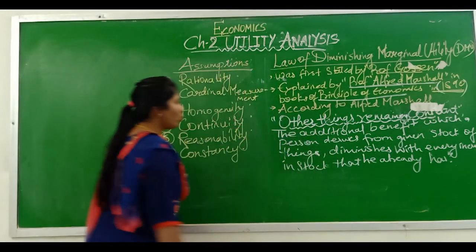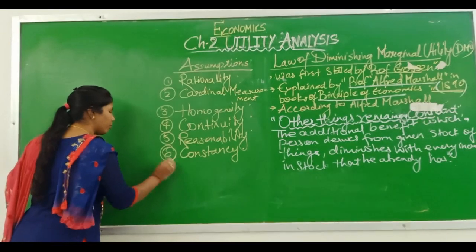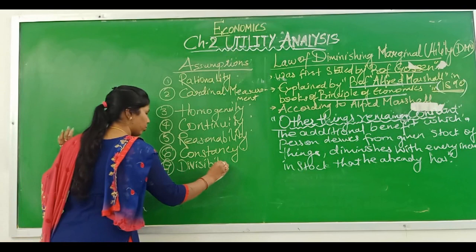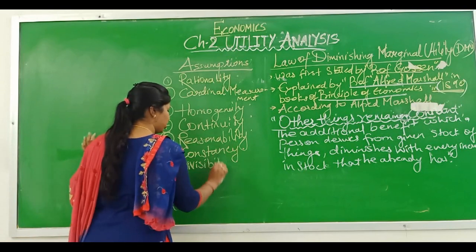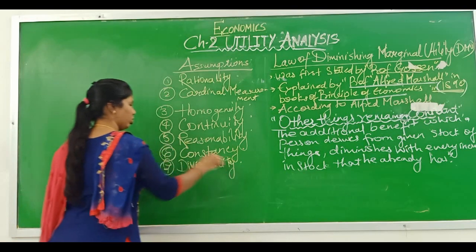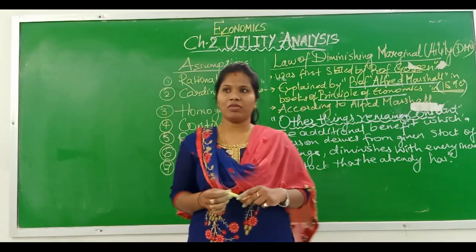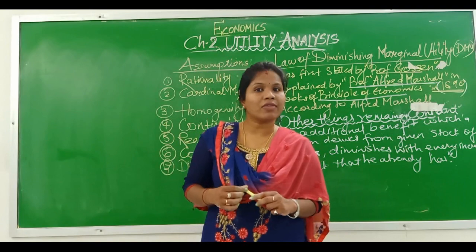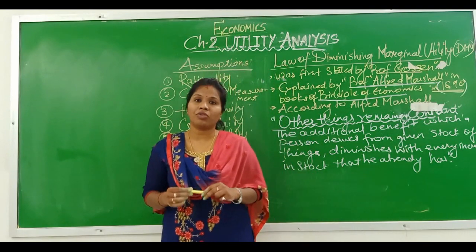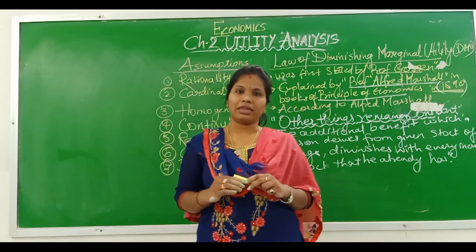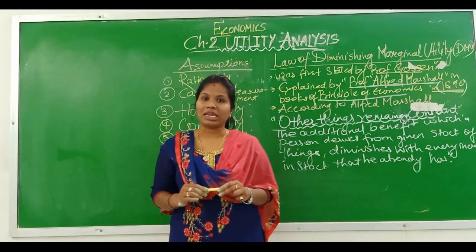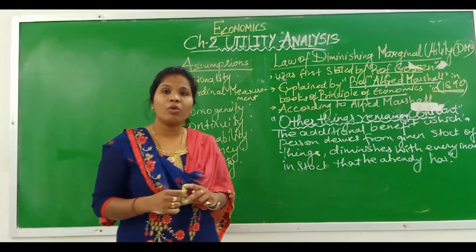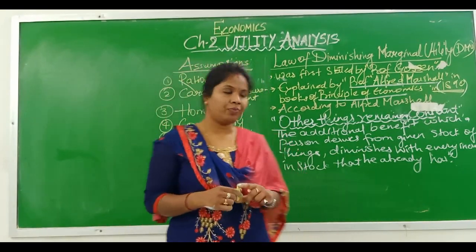Then the seventh one is divisibility. Divisibility means whatever commodity he is consuming, it should be a divisible one so that he can consume easily without any struggle. So, the commodity whatever he is consuming should be easily divisible.